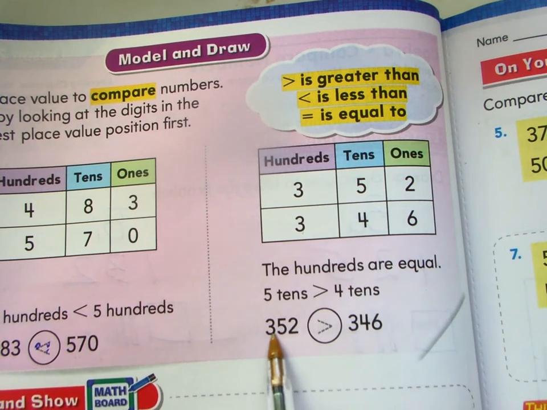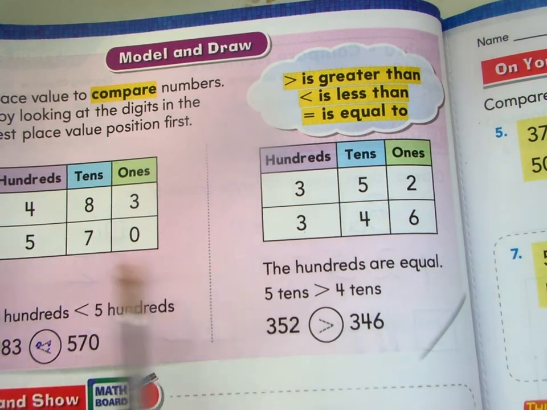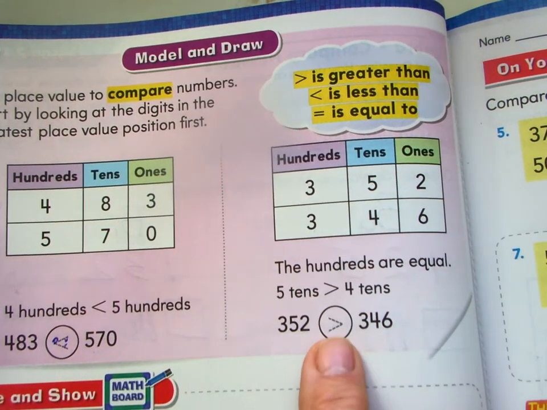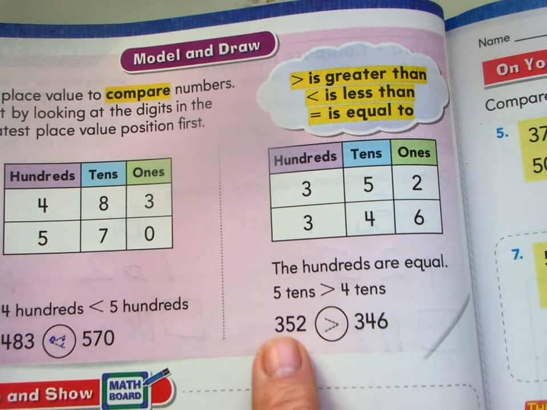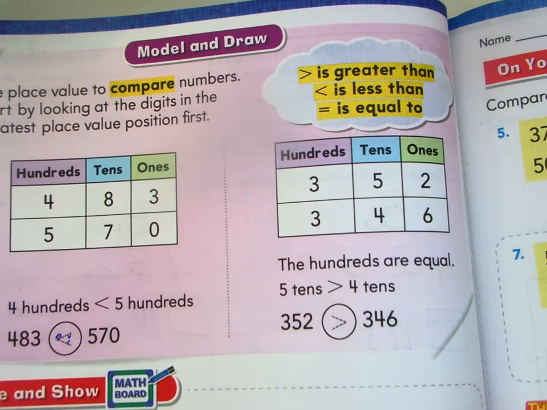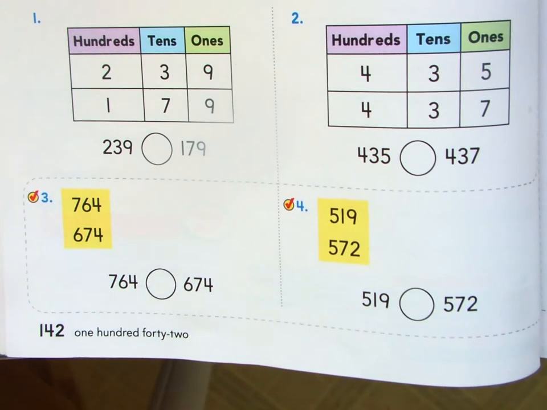So 352 is greater than 346. This means less than, this means greater than. And again, the alligator is eating the bigger number. Got it? So you all got that in your heads? Then let's go to the bottom and see if we can do some problems here. Ready?